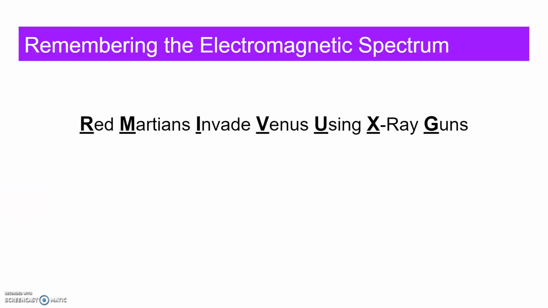So, an easy way to remember the electromagnetic spectrum order from lowest energy to highest energy is: red Martians invade Venus using X-ray guns. So radio, microwave, infrared, visible light, ultraviolet, X-ray, and then gamma.